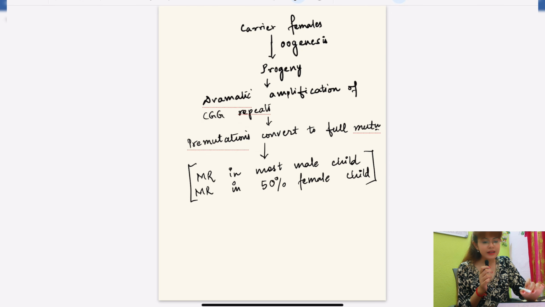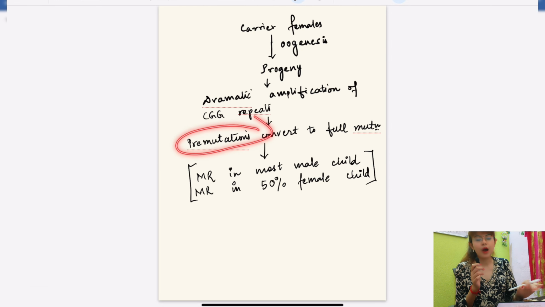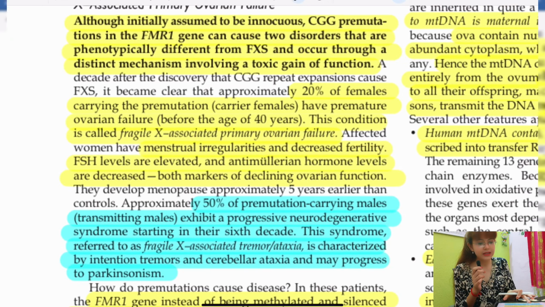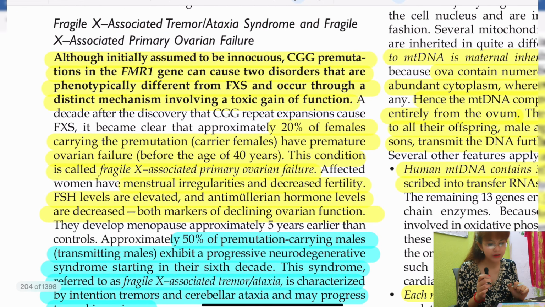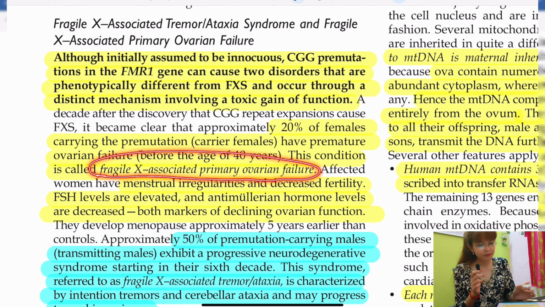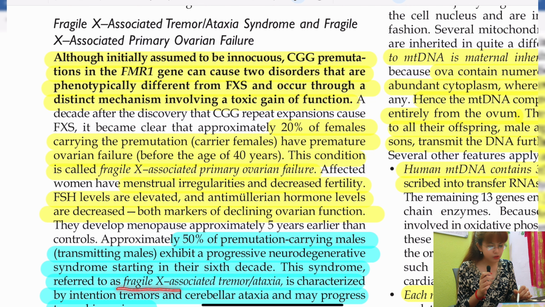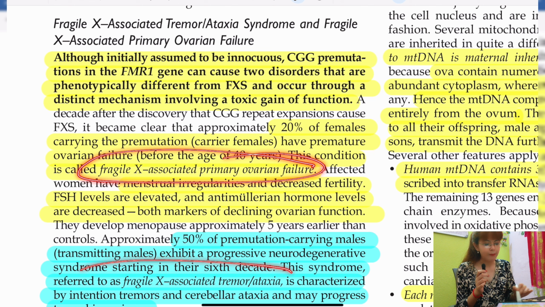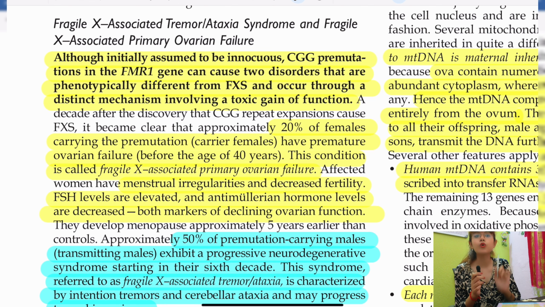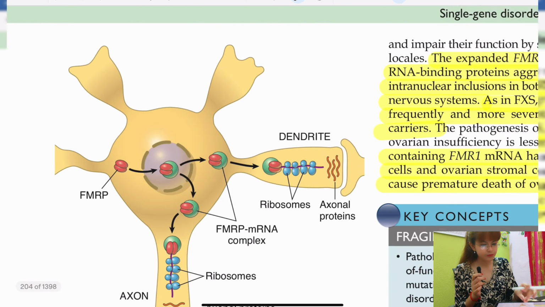Now you must understand what happens at the time of pre-mutations. At the time of pre-mutations, there are the other two syndromes that we have learned about, the Fragile X associated primary ovarian failure and Fragile X associated tremor or ataxia. These are the disorders that happen when the pre-mutation is present, and once the pre-mutation gets converted to full-blown mutation, then the Fragile X syndrome actually happens.